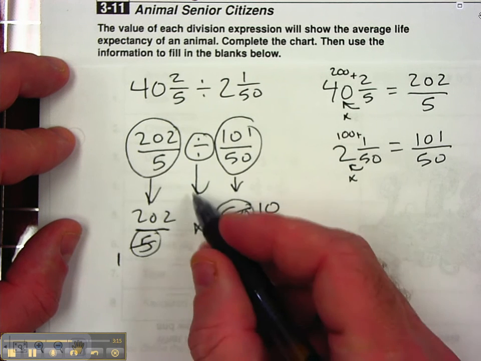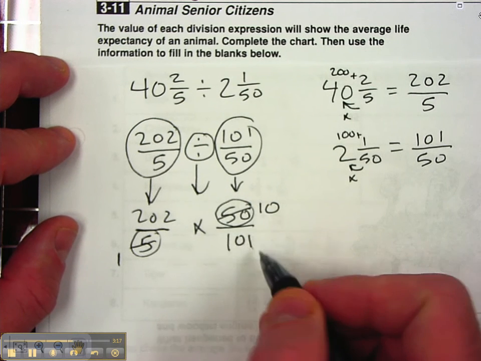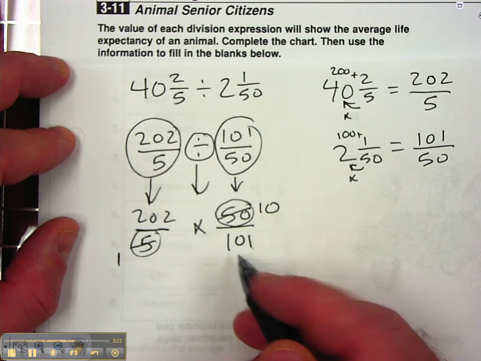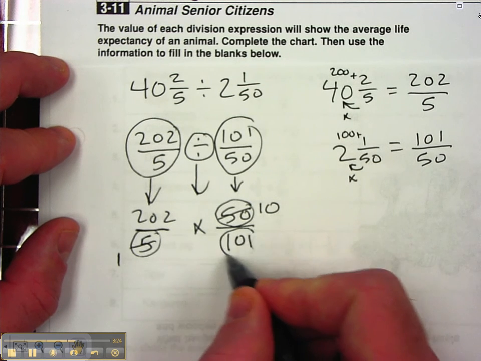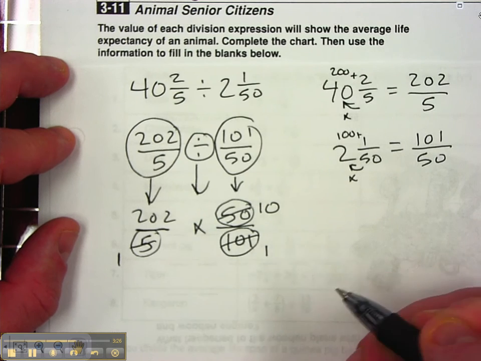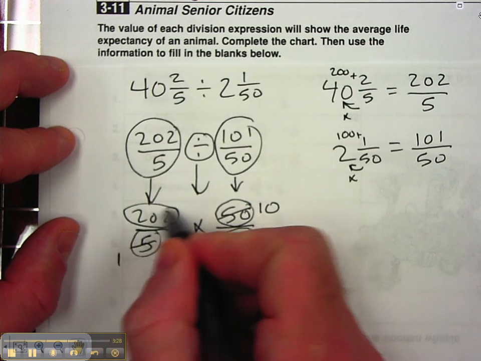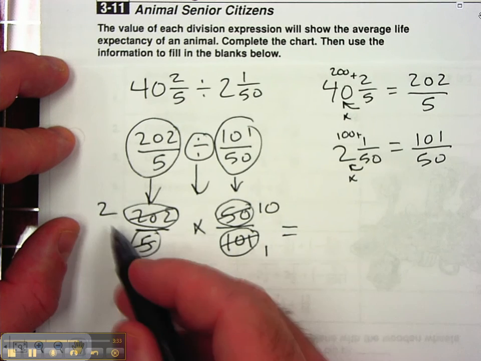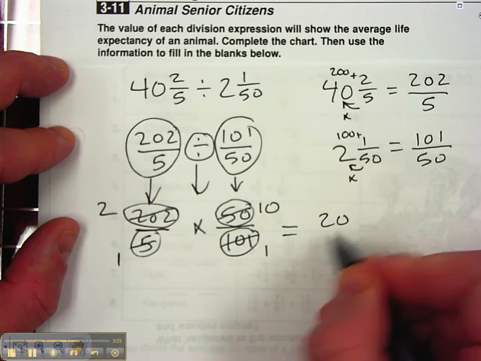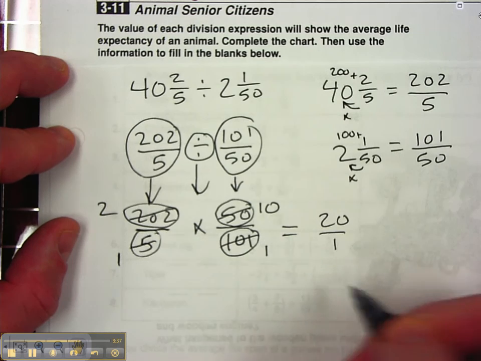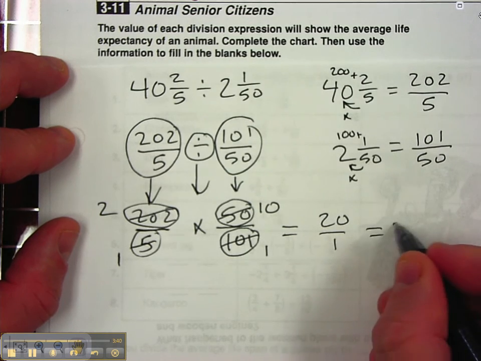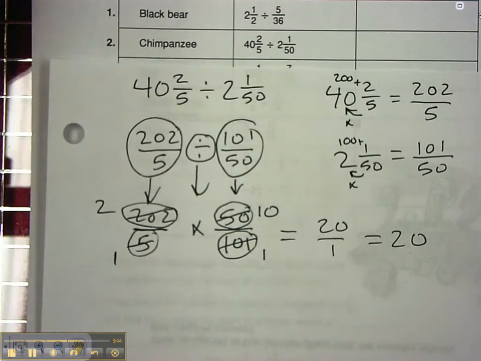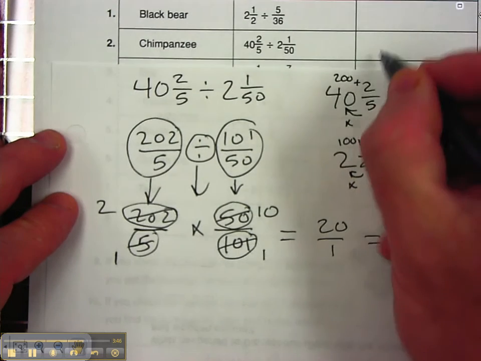101 and 202 have a common factor of 101 because 202 is just 2 times 101. So if I divide by 101, that becomes 1, and 202 divided by 101 becomes 2. Now, top times top and bottom times bottom, 2 times 10 is 20, 1 times 1 is 1, and 20 over 1 equals 20. So the lifespan of the chimpanzee would be 20 years.